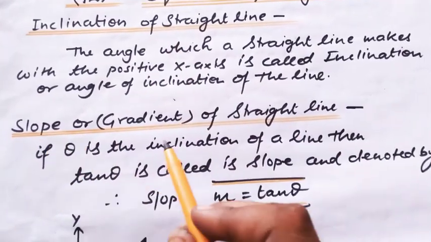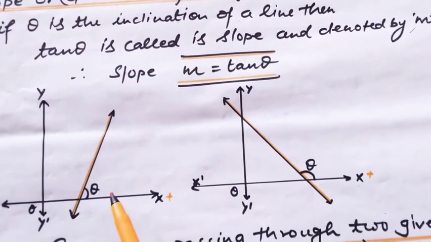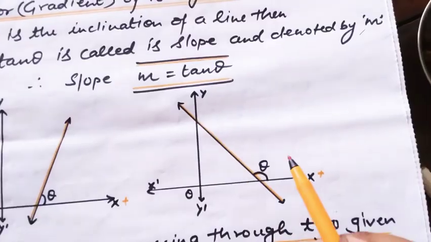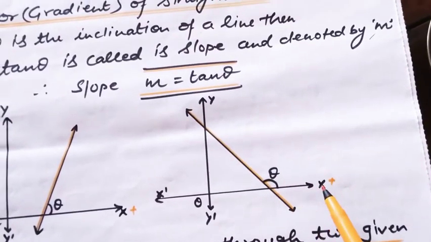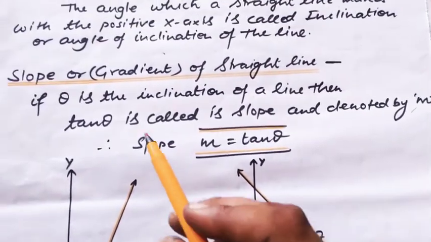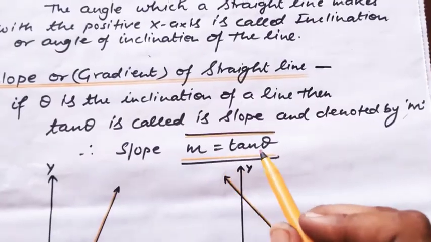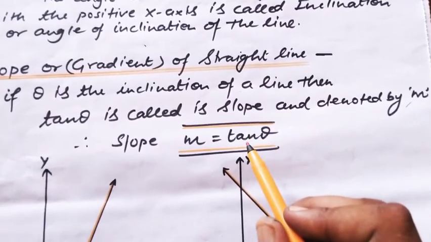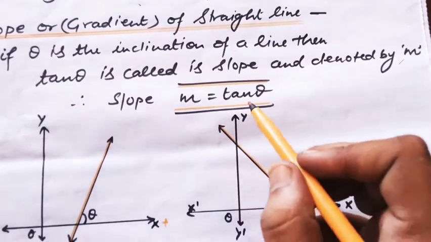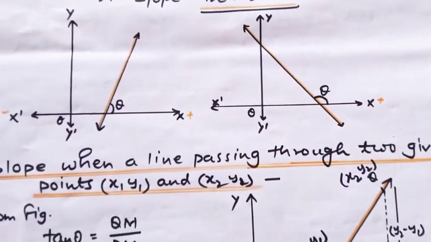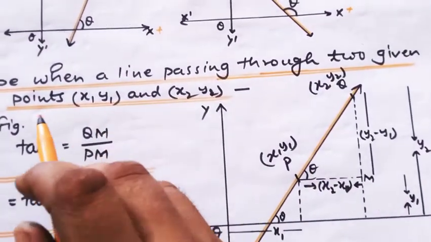Second thing is slope. If we take tangent of this angle, which it makes with the positive x-axis, then it is called slope of the line. Means if we take the tangent of theta, it becomes the slope, m is equal to tan theta. Now comes the slope form.